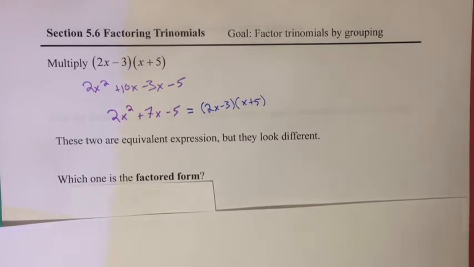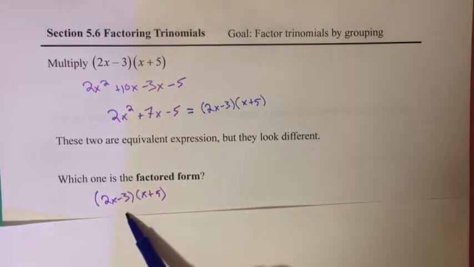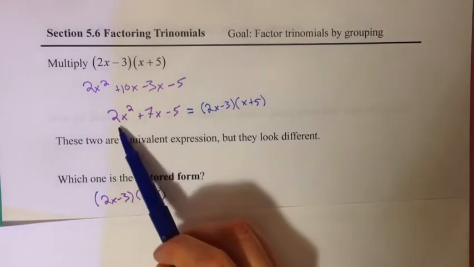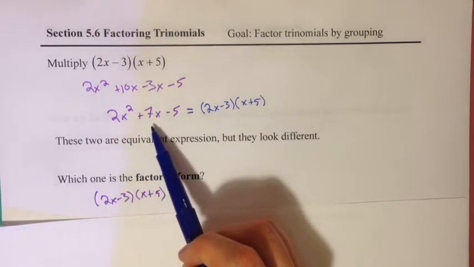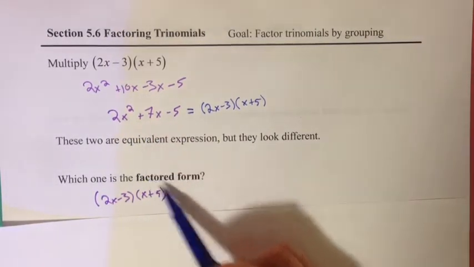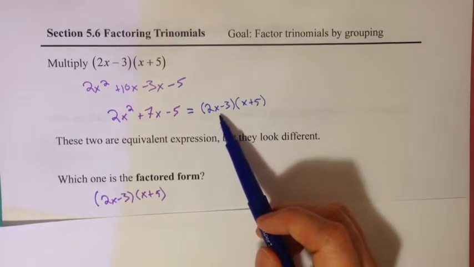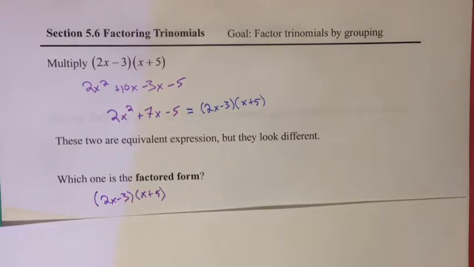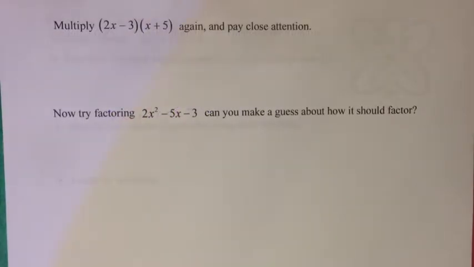Remember that factoring means to write something as a product, so there's multiplication involved. If you guessed that the 2x minus 3 multiplied by x plus 5 is the factored form, then you were correct. Our goal in this section is going to be to start with trinomials like this one, 2x squared plus 7x minus 5, and factor them like this, 2x minus 3 times x plus 5. We're going to be unmultiplying or unfoiling. We're going to be spending a lot of time undoing the FOIL process.